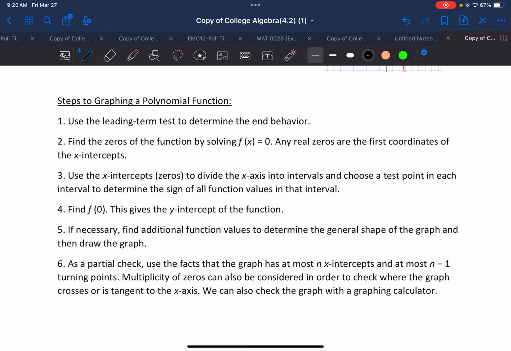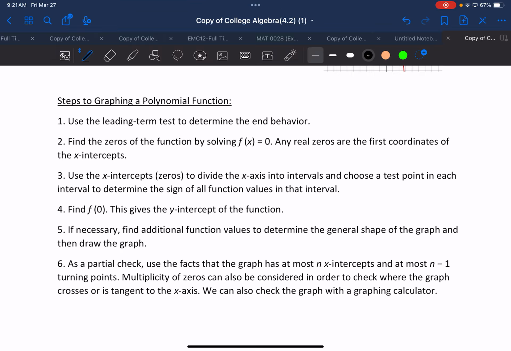But most of them, it's just multiple choice, pictures of graphs. And I'm going to tell you the easiest way to eliminate them. It should just be super quick by just looking at the leading term and the zeros, plus a few other things. Here are 6 steps or techniques that we use to graph polynomial functions. They don't necessarily have to be done in this order, but it's just 6 things that you can refer to in order to graph it, especially if you're doing it by hand.